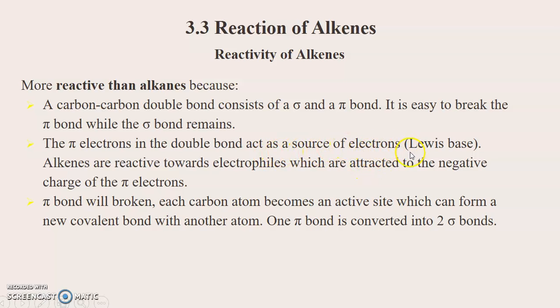It acts as a Lewis base because Lewis base is a substance that can donate electron. Alkenes are reactive towards electrophile, which are attracted to the negative charge of the pi electron. Pi bond will be broken. Each carbon atom becomes an active site, which can form a new covalent bond with another atom.